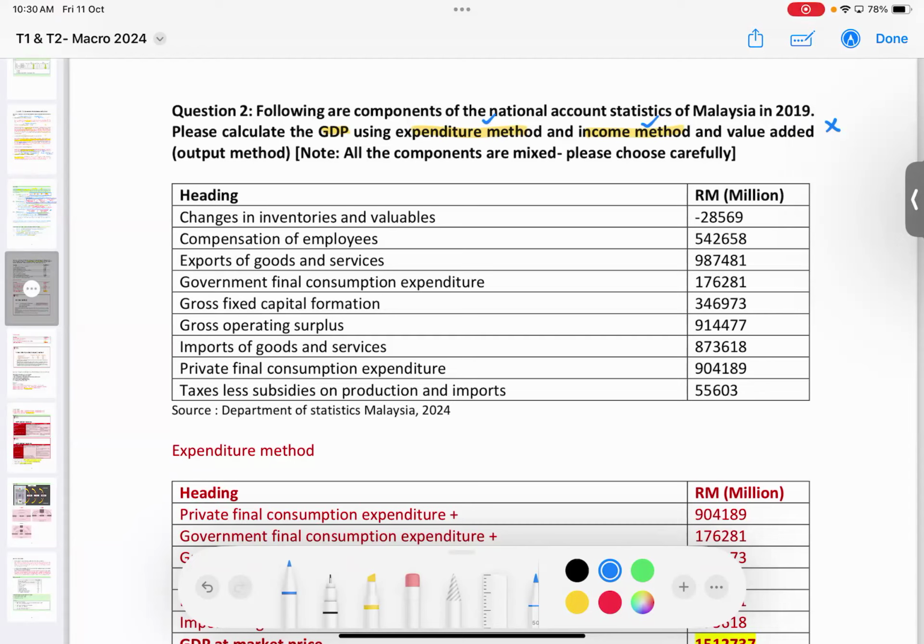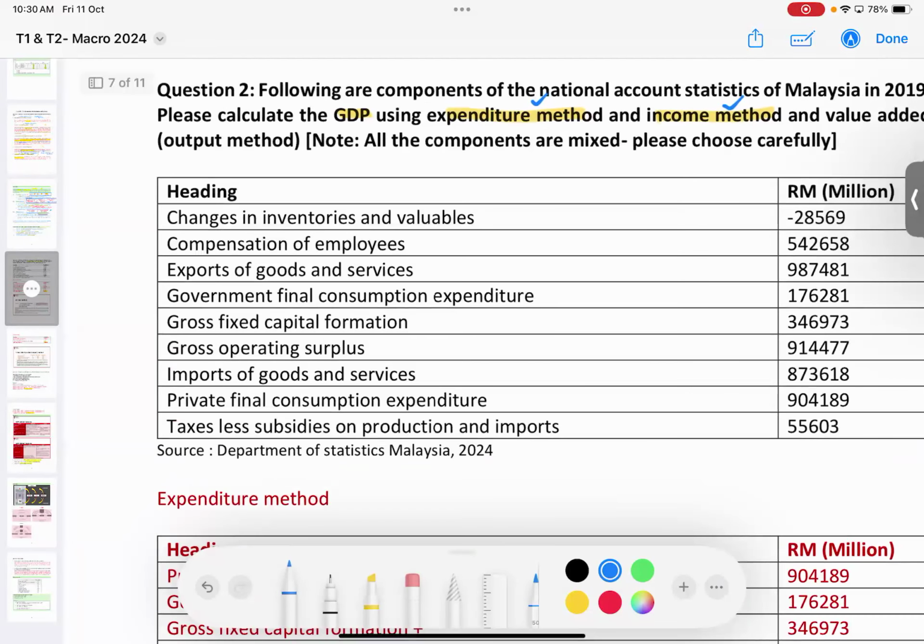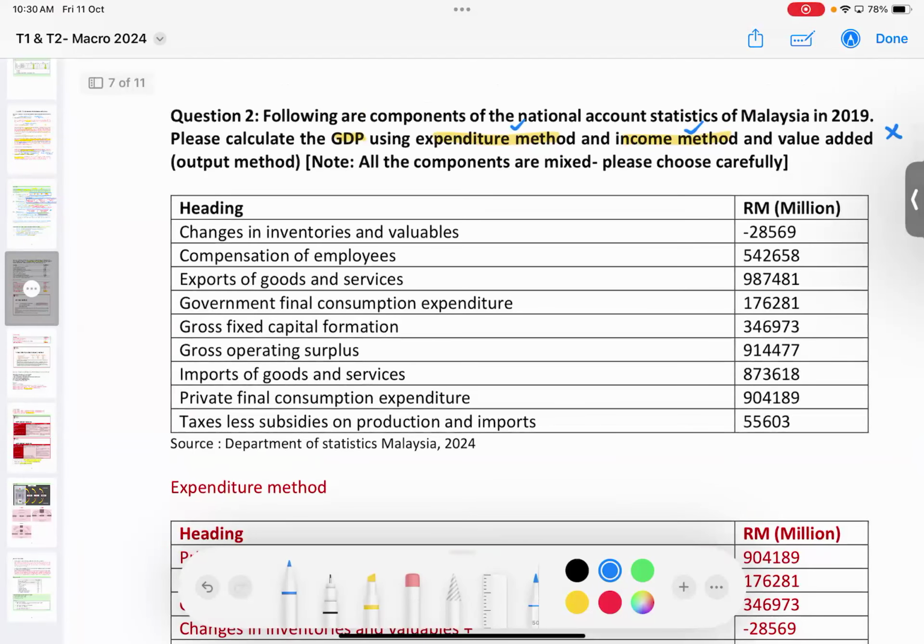First of all, changes in inventories and valuables. Changes in inventories, for example, throughout the year there could be new inventories being created. So yes, it is recorded in GDP. Not the sale of inventory. When you sell off existing inventory, it's not being recorded. Here it's about changes in inventory, so maybe throughout the year some new inventories are being created. This one I will categorize under I, investment. Put it as I here.